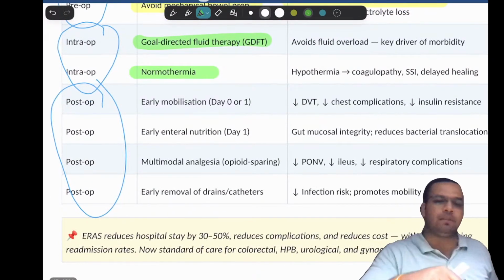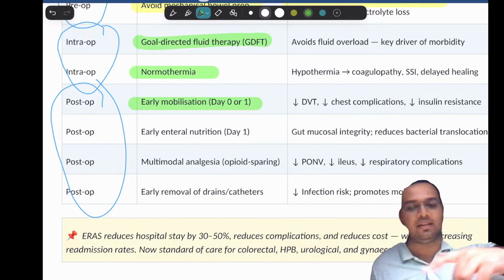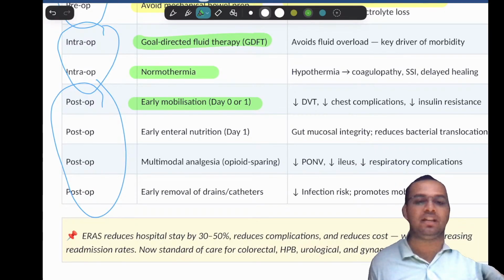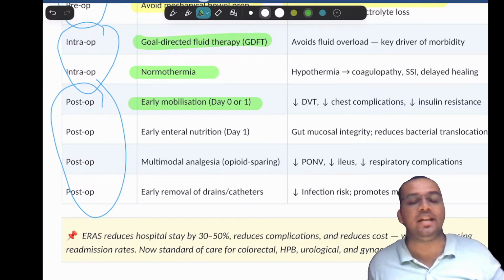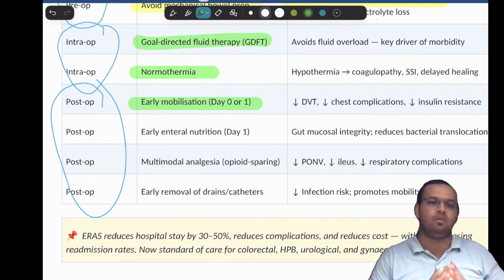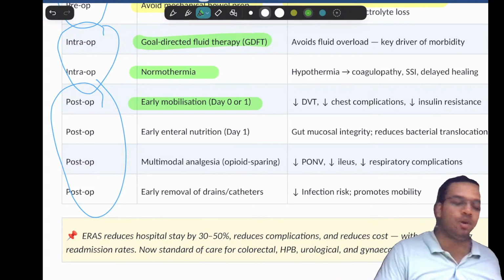What are you going to do post-operatively? So early mobilization of the patient, because when you early mobilize, the muscle receptors are going to be refreshed, the insulin resistance is going to decrease, and also the protein breakdown will decrease. If your body thinks that this thigh muscle is of no use anymore, it is going to break down the thigh muscle and get the proteins into the blood.